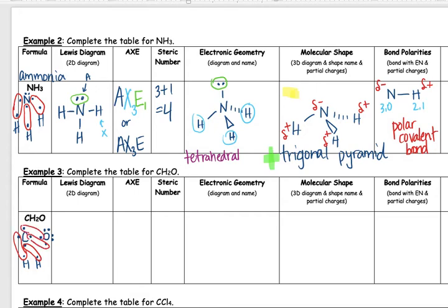So now we need to draw our Lewis diagram here. This is an interesting one, right? We have carbon. It's going to be double bonded to oxygen here. And then we have our hydrogen, and we have our hydrogen like that. Okay, so from there, that's our two-dimensional structure.